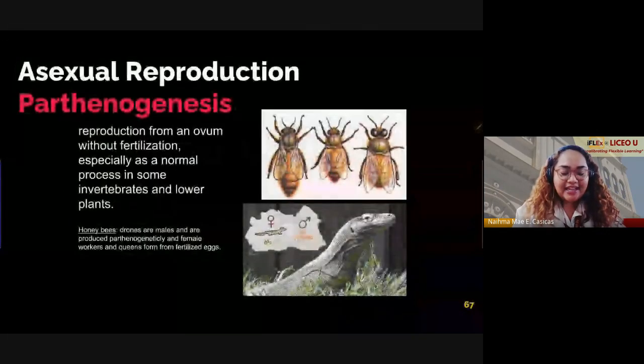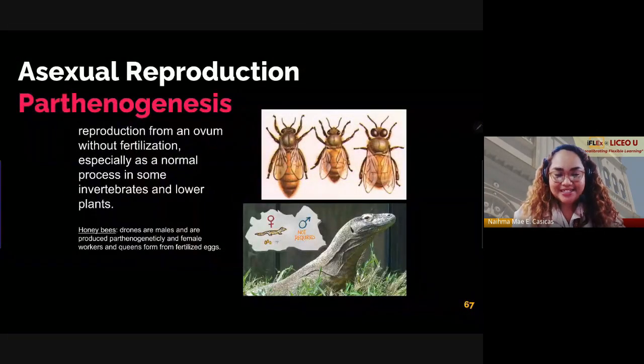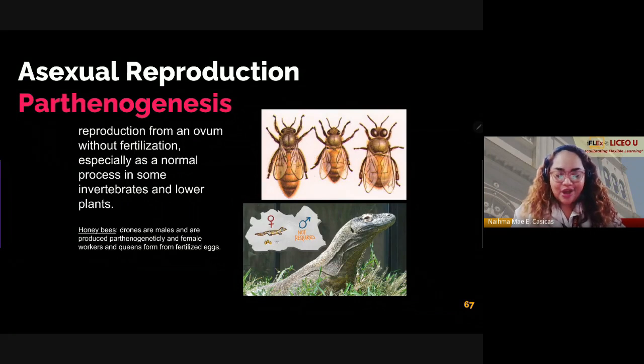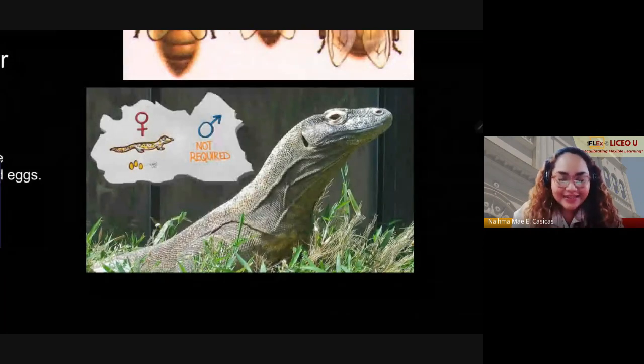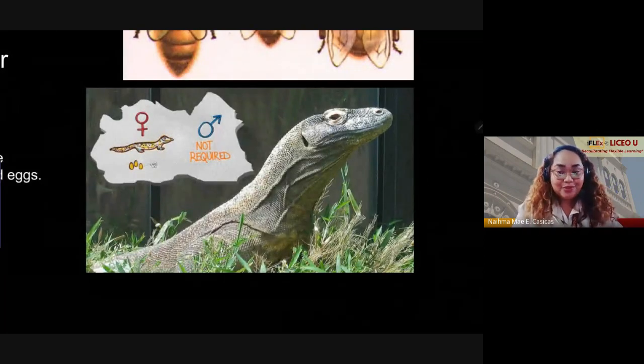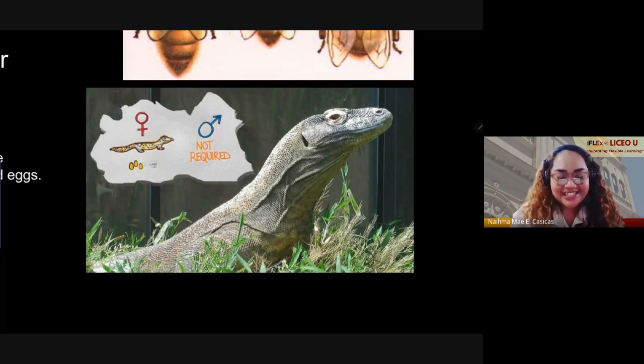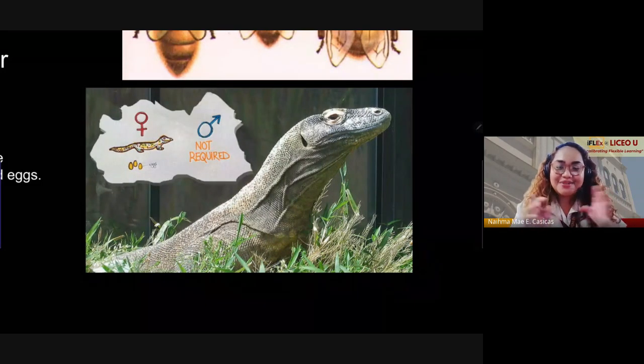Now, let's go to the last type of asexual reproduction, and that is parthenogenesis. If you're going to ask yourself, what is the ultimate talent? Maybe this one would qualify as one of the best talents ever, parthenogenesis. Now, this was actually discovered by a couple of biologists and scientists, way back, more than a century ago, when they went to an island near Indonesia, and there was this population of Komodo dragons.